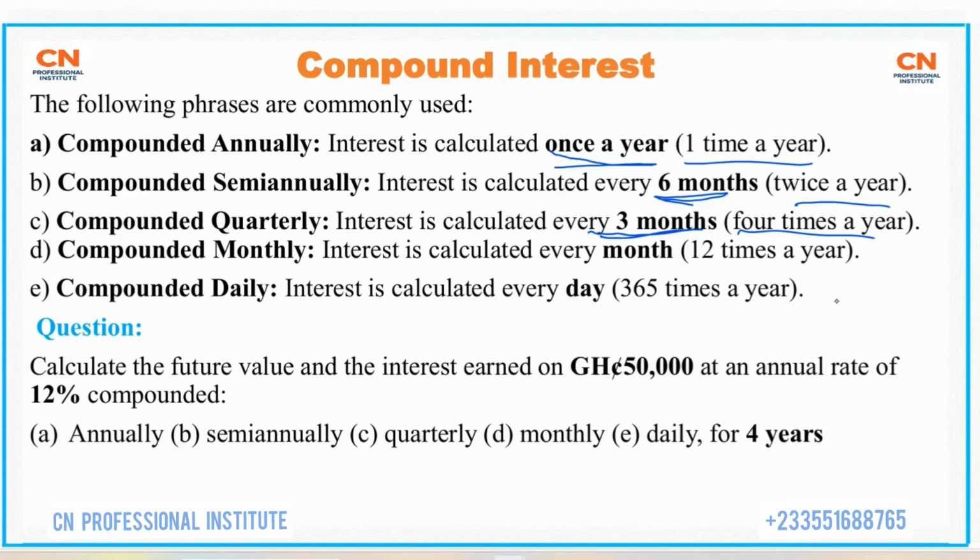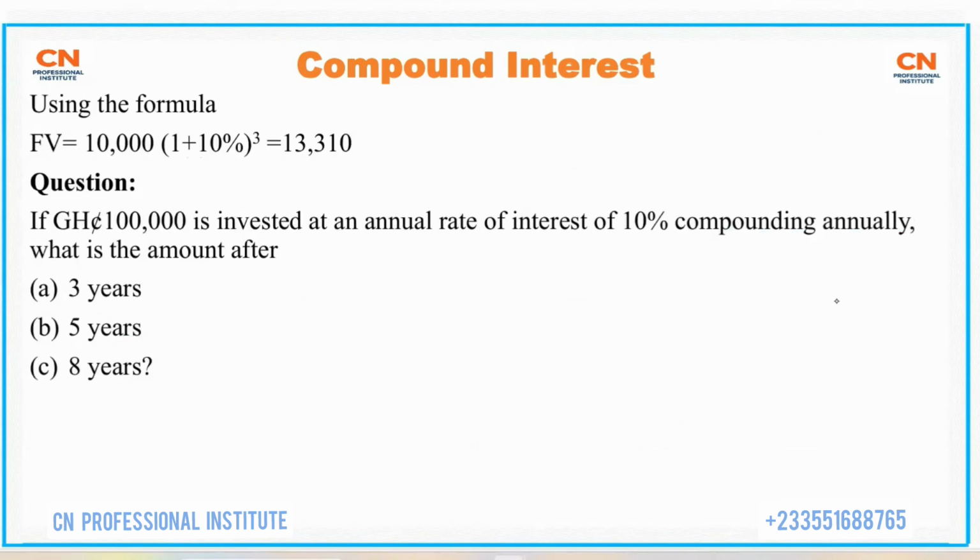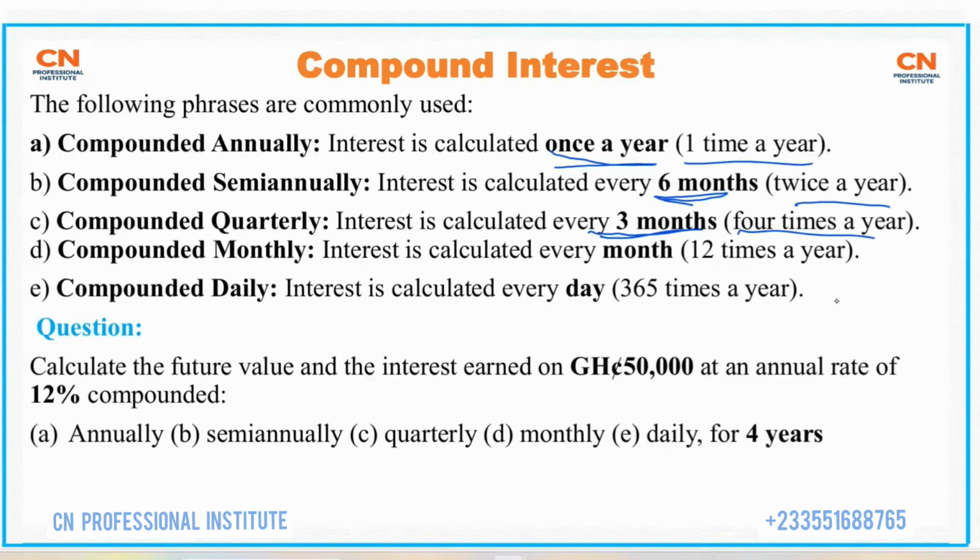We went through this once already, so let's go through the question. It says: calculate the future value and the interest earned on 50,000 at an annual rate of 12%, compounded A annually, B semi-annually, C quarterly, D monthly, and E daily for 4 years. Let's solve this question.